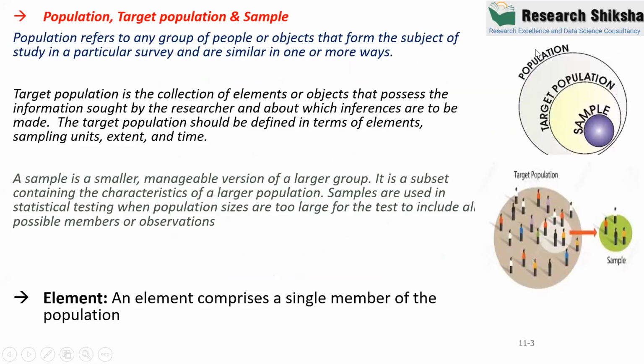For example, you can see in this diagram the population, then we have the target population, and then we have the sample. So population comes first, followed by target population, and followed by sample. So there are three keywords we will use.